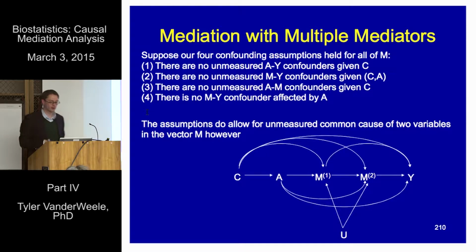What this does allow for, what does not violate the assumptions, is a common cause of two or more mediators. If we have an unmeasured variable that affects multiple mediators, but doesn't affect the exposure, and doesn't affect the outcome except through the mediators, that's not going to violate any of these assumptions. The way to think about this is, if we're treating our mediator as the whole vector of mediators, then really all U is an arrow into our mediator vector. It doesn't affect the exposure, doesn't affect the outcome. It's not a confounder in this case.